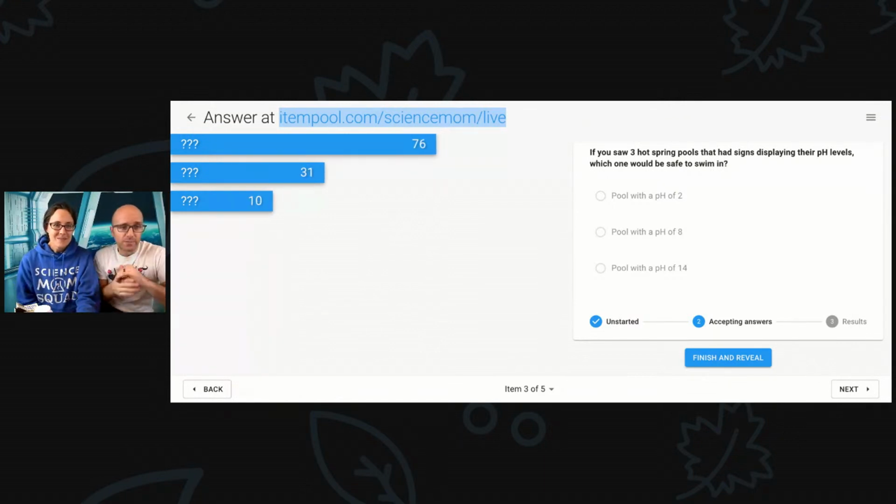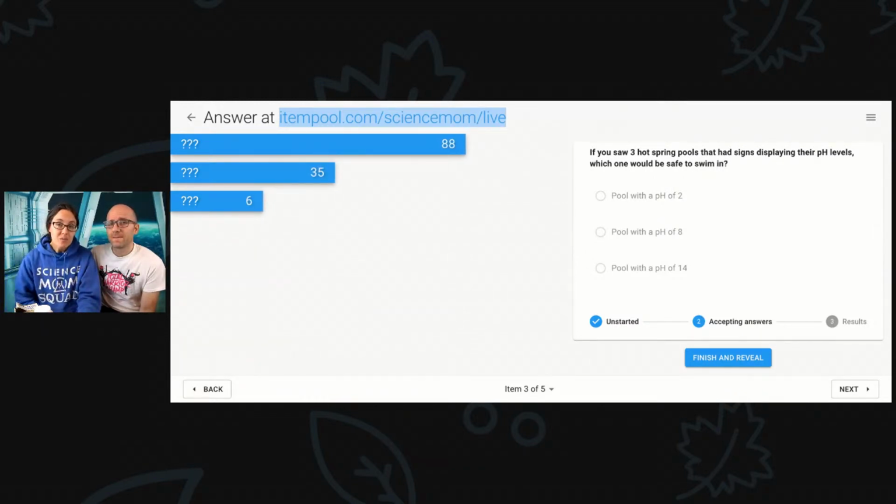All right, I started question number 3 already, but when we were talking, but so if you saw 3 hot spring pools that had signs displaying their pH levels, which one would be safe to swim in? A pool with a pH of 2, pool with a pH of 8, or a pool with a pH of 14? So one of those, and only one of those, would be safe to swim in. Which one is it? And I don't think when you go to a hot spring that it typically labels the pH, does it? Some places do.